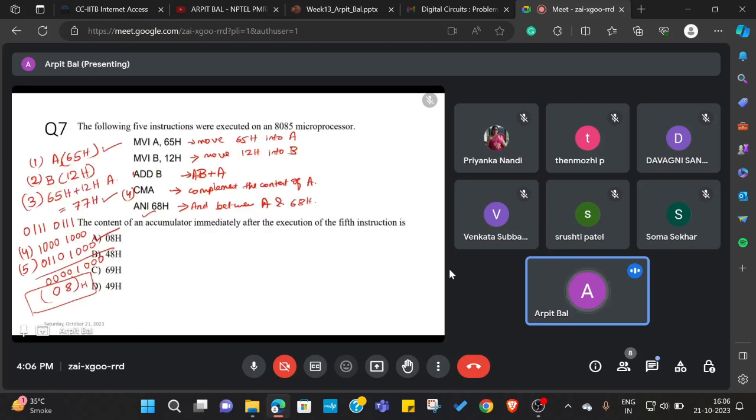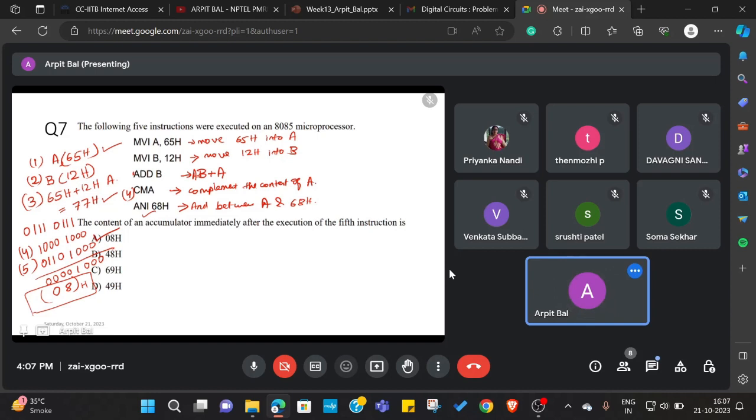Moving on to week 11. Okay, so in week 11 one important problem was related to figuring out the content of the accumulator. So we are given a set of instructions, and so MVI A will move 65H into accumulator, MVI B will move 12H into B, and then ADD B will add 12H to 65H, and the accumulator value becomes 77H.